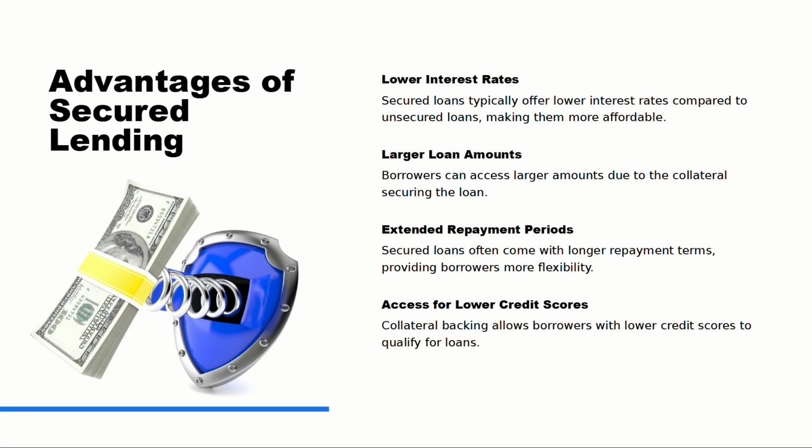Advantages of secured lending. Lower interest rates. Secured loans typically offer lower interest rates compared to unsecured loans, making them more affordable. Larger loan amounts. Borrowers can access larger amounts due to the collateral securing the loan. Extended repayment periods. Secured loans often come with longer repayment terms, providing borrowers more flexibility. Access for lower credit scores. Collateral backing allows borrowers with lower credit scores to qualify for loans.